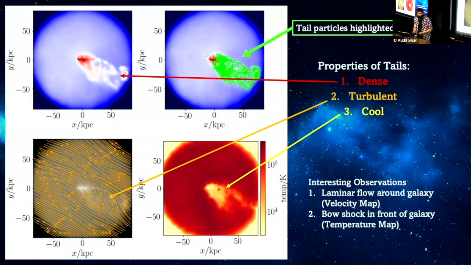Another interesting property is that if you look at the velocity map in the bottom left, the flow looks largely laminar and parallel around the galaxy, but in the wake of the tail itself, there's a lot of turbulence going on. That is strongly suggestive that there could be some turbulent mixing processes going on there. And finally, in the bottom right, you can see the temperature map. Not only is the tail itself generally cooler than the surrounding CGM/group medium, but if you look really closely, you can also see what looks to be a bow shock in dark red.